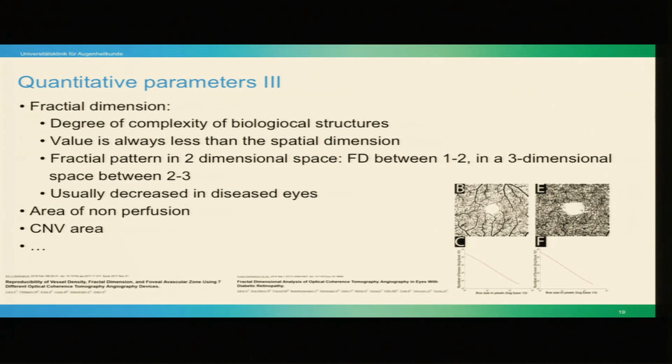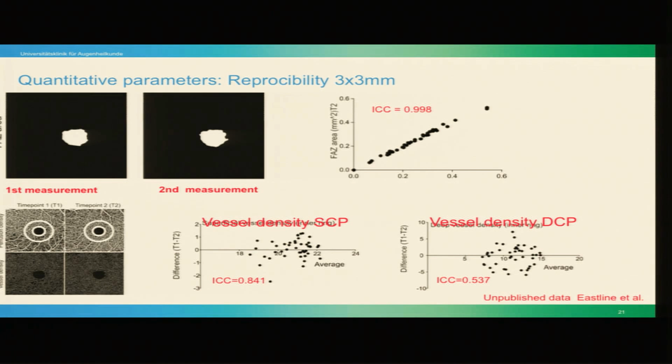And further quantitative parameters, you can evaluate with OCT the area of non-perfusion, the CNV area. There are various variables you can evaluate. So now I talked that there is a big difference among the devices. What about the reproducibility? So when I scan a patient and I scan them on another day, how reproducible are these data? So actually in terms of their foveal avascular zone metrics, the reproducibility is really high.